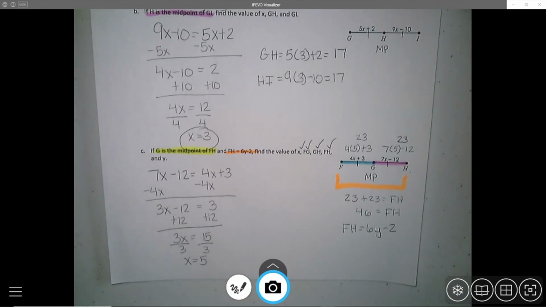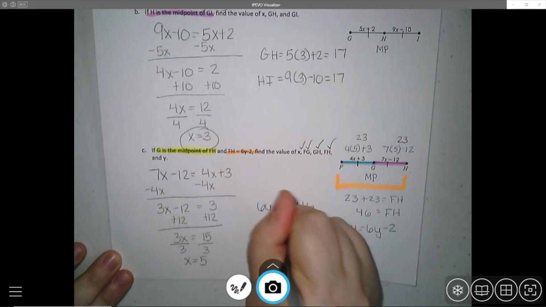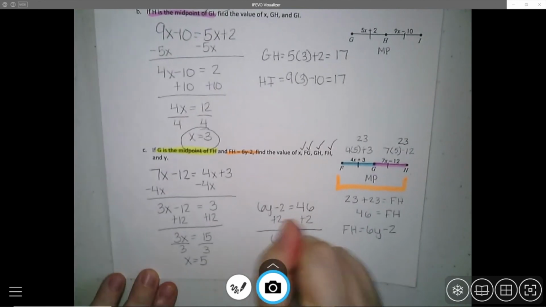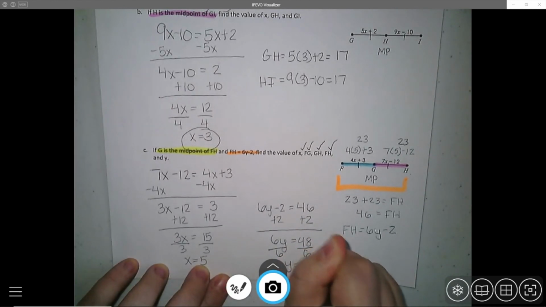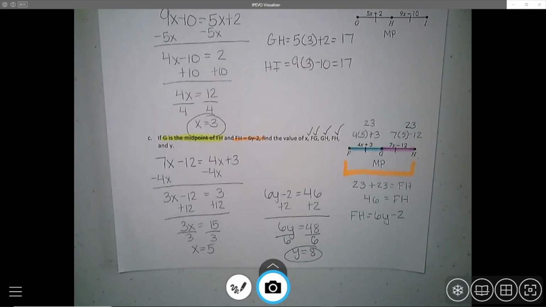Since FH is set equal to two things, I set 6Y minus 2 equal to 46 and then solve for Y. Add 2 to both sides. This gives me 6Y equals 48. Okay, I would then divide both sides by 6, and I get that Y equals 8. You will see this quite a bit in geometry. If something is equal to two pieces of information, you can set those equal to one another.